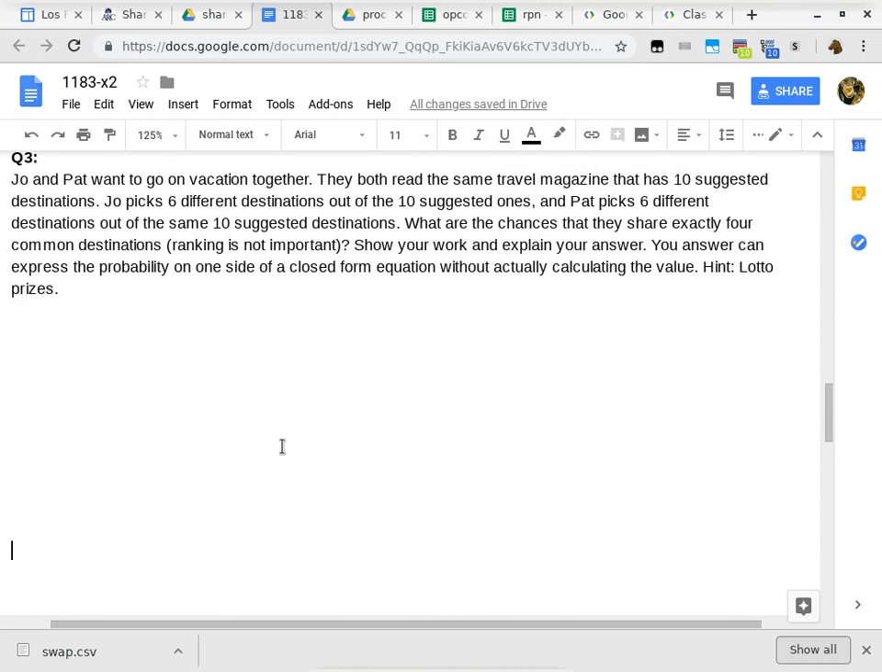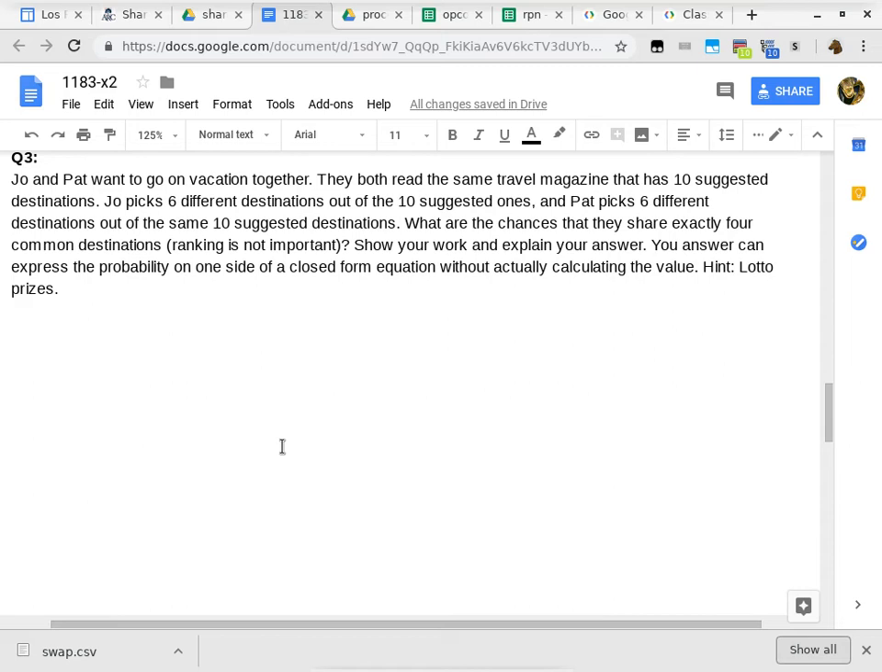Number 3 says, Joe and Pat want to go on vacation together. They both read the same travel magazine that has 10 suggested destinations. Joe decides to pick 6 different destinations out of the 10, and Pat does the same thing, picking 6 destinations out of the 10. What are the chances that they share exactly 4 common destinations?